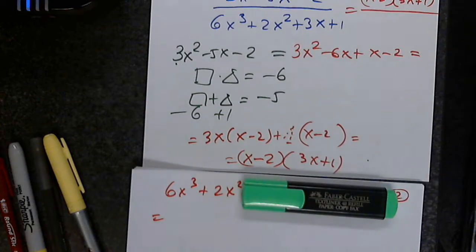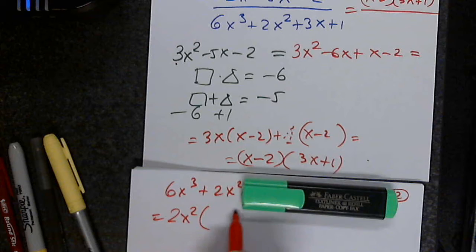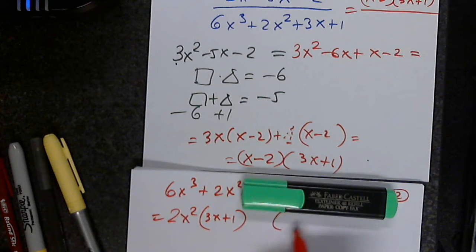It should be 3x plus 1. So let's show it all. Take x out: 2x, x times 2x squared. Then you should have 3x plus 1 and 2x plus 1.